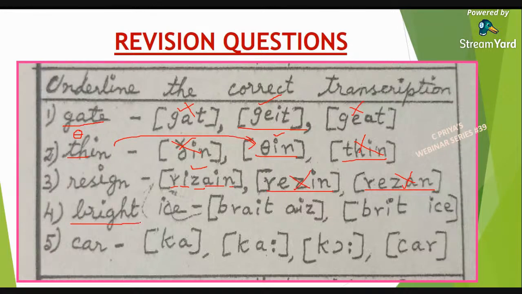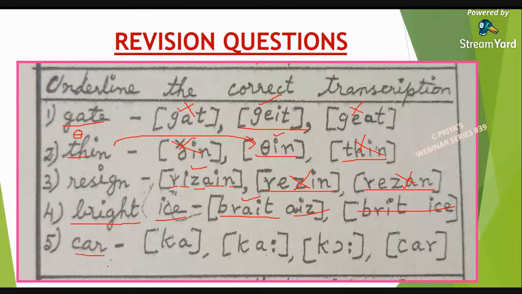Bright eyes. We don't read it as bridged. We read it as bright eyes. It is not the wrong vowel, it is the eyes sound. You have two options here. Naturally, the second option is incorrect. See here, bright eyes. First option is correct.